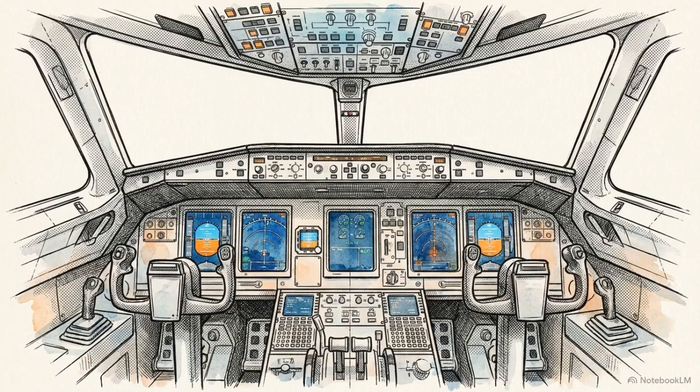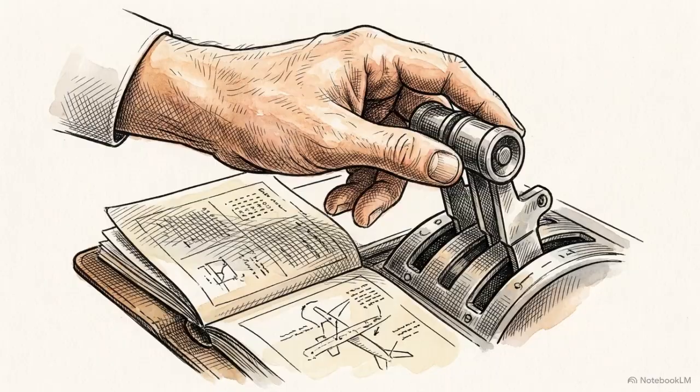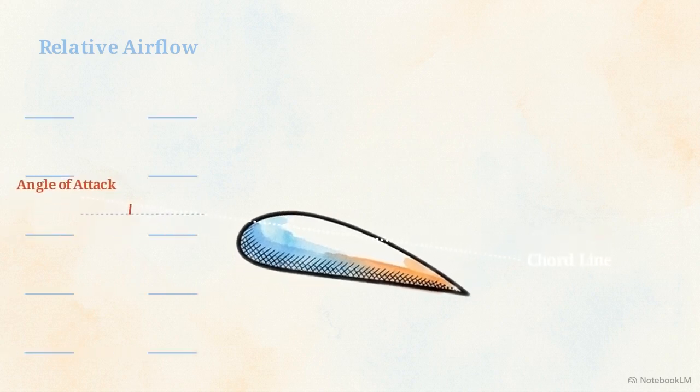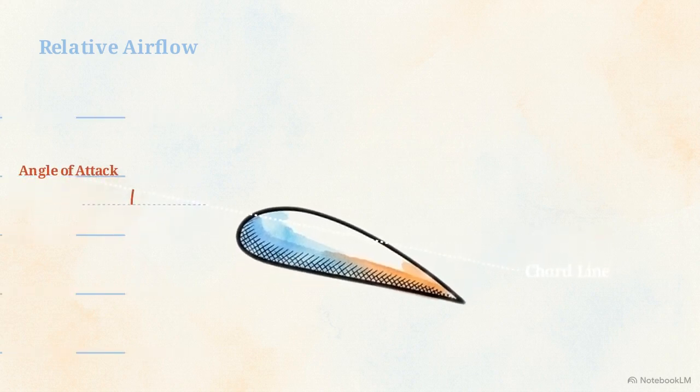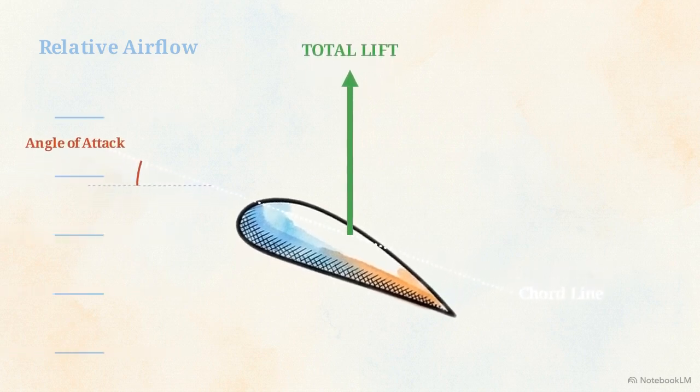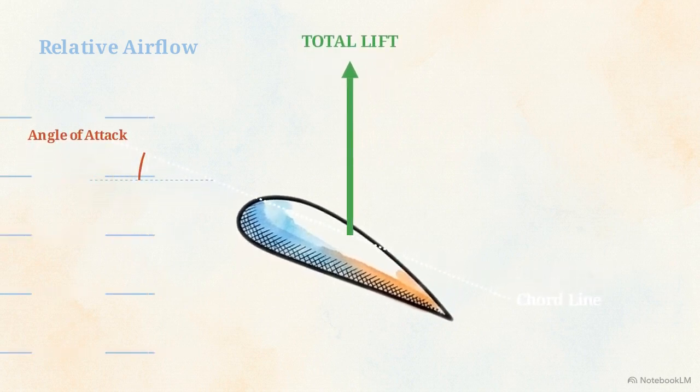A pilot must understand both mechanisms. This unified model is what you are expected to demonstrate on written exams and in the cockpit. The primary way a pilot controls this force is by changing the angle of attack. This is the angle between the wing's chord line and the relative airflow. Generally, as the angle of attack increases, the amount of lift produced also increases.